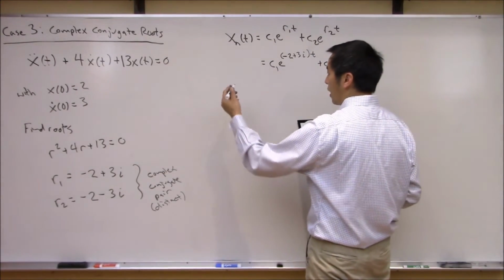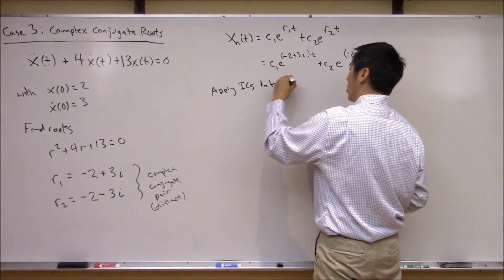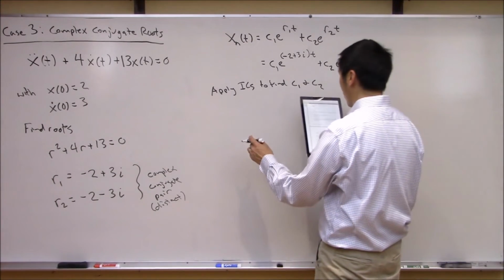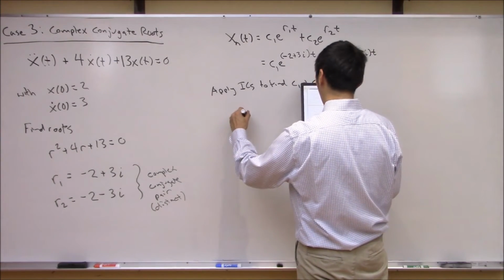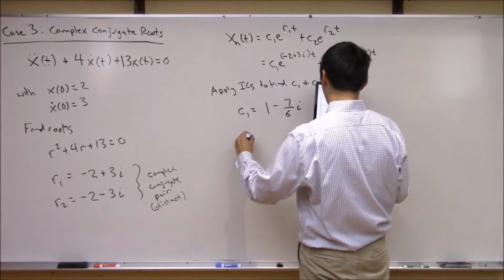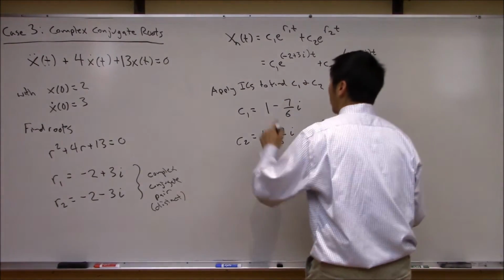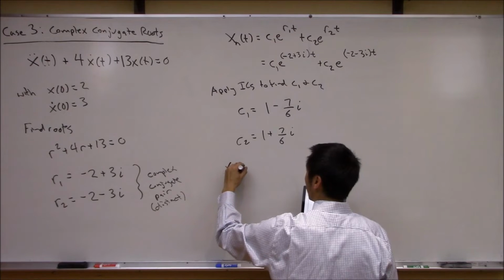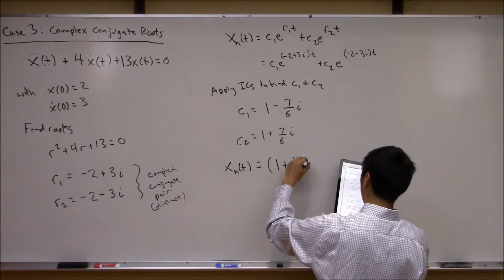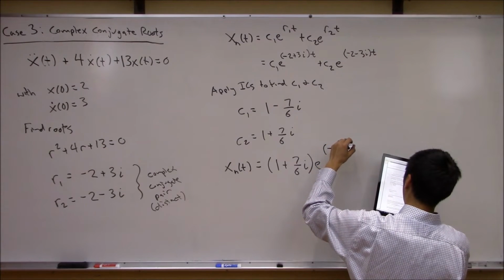So now go ahead and apply ICs. You apply your initial conditions to find c1 and c2. So again, do the exact same thing we did at the beginning of this discussion. I will save you the gory details, but if you do that, you're going to come up with c1 being 1 minus 7/6 i, and c2 being 1 plus 7/6 i. So what we end up with is our total function, x homogeneous of t, is going to look something like 1 plus 7/6 i times e to the negative 2 minus 3i.